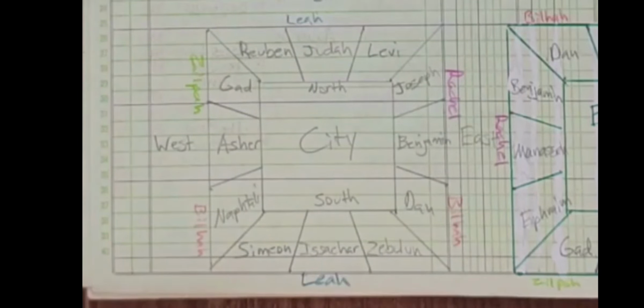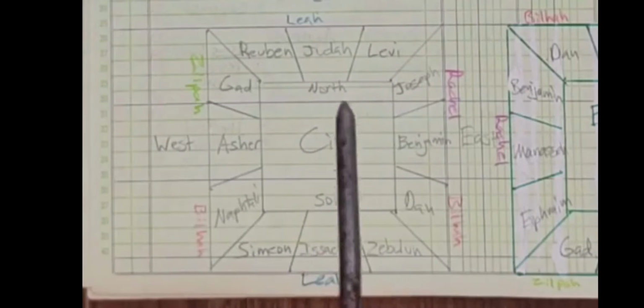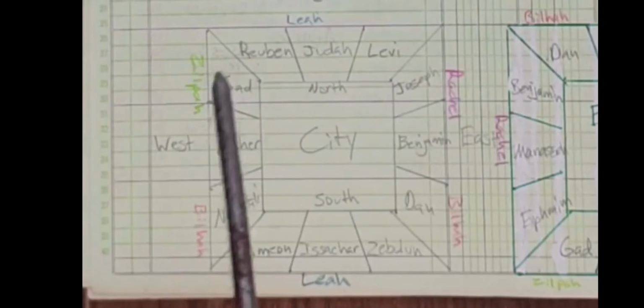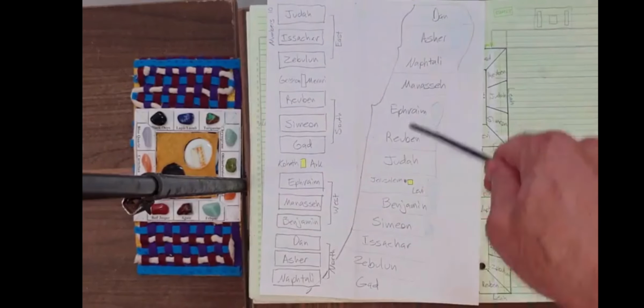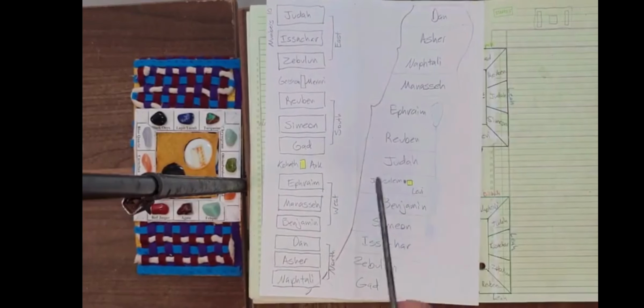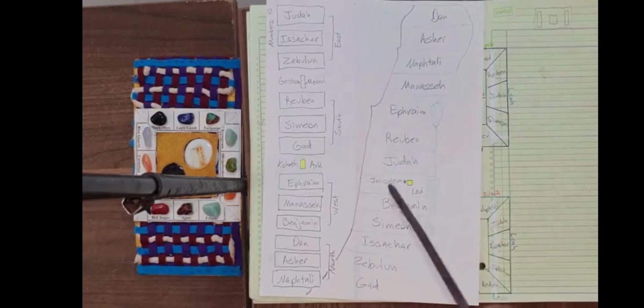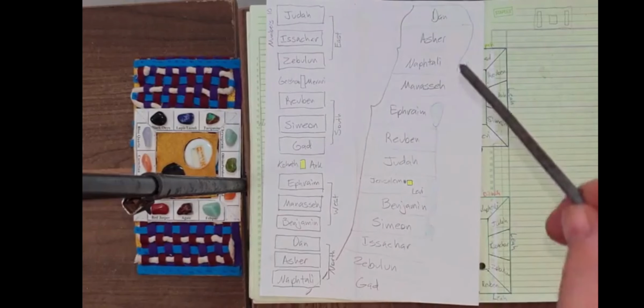There's the temple, and outside of the temple precinct area is another thing called the city. Now, this is for the future. So we have two things in the future. We have the millennial city. We have the tribal allotments.